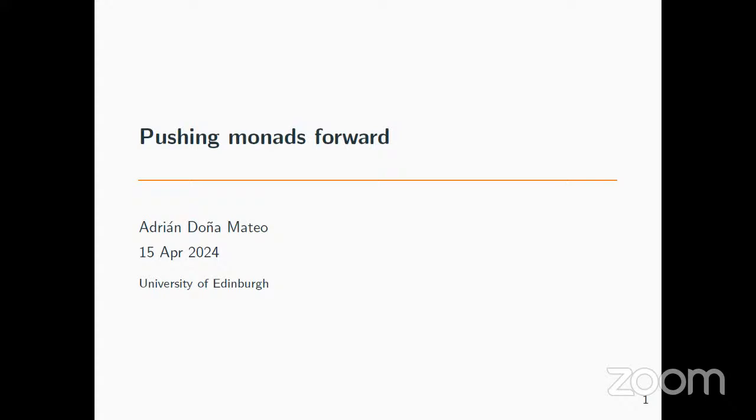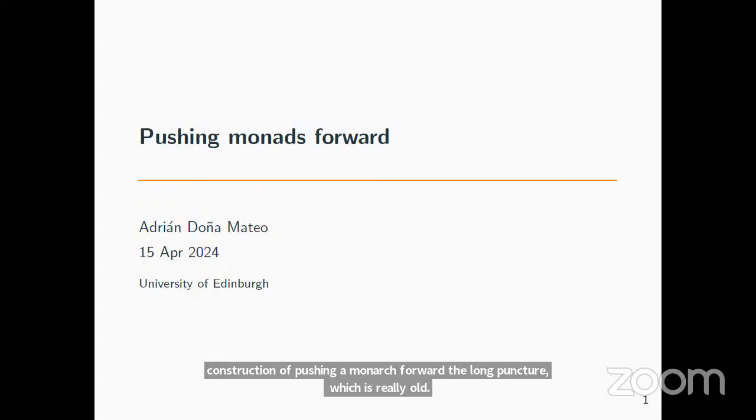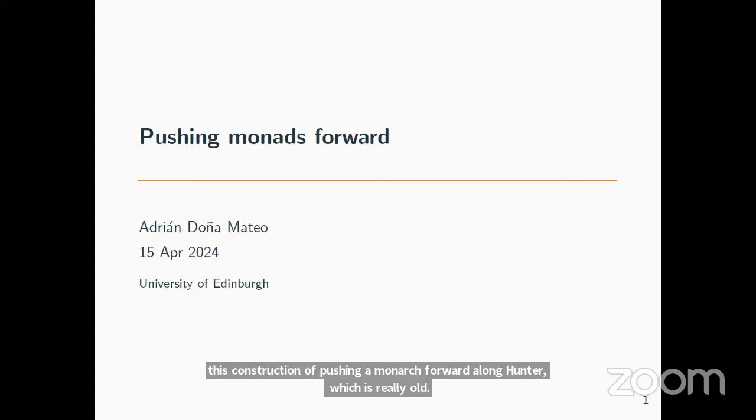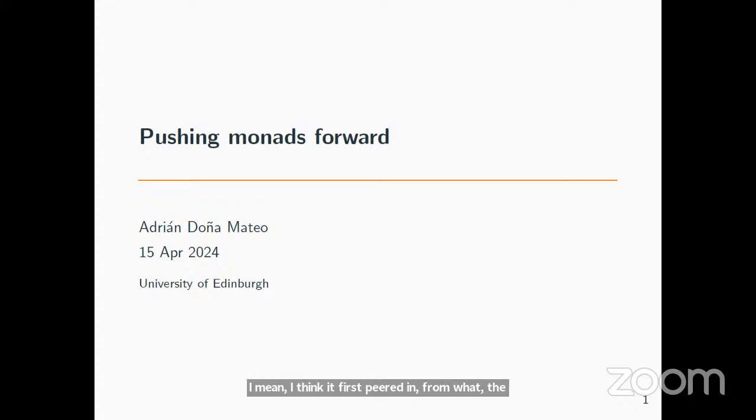Hello, everybody. Thanks to the organizers for giving me the opportunity to speak here. And indeed, today I wanted to talk about this construction of pushing a monad forward along a functor, which is really old. I think it first appeared in the formal theory of monads by Ross Street. But since then, people haven't been talking about it, so I thought I'd do it today.